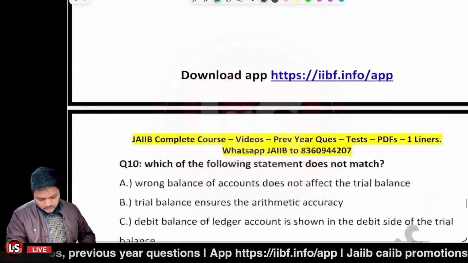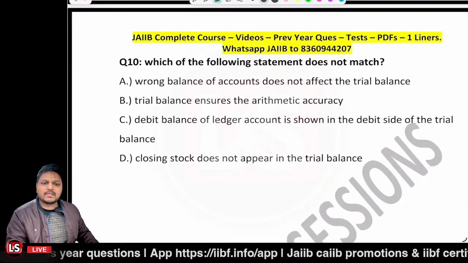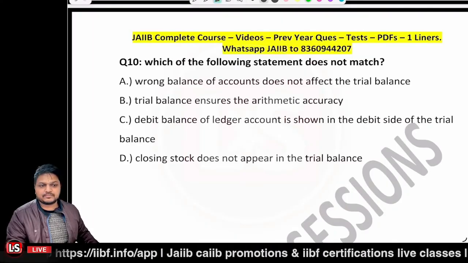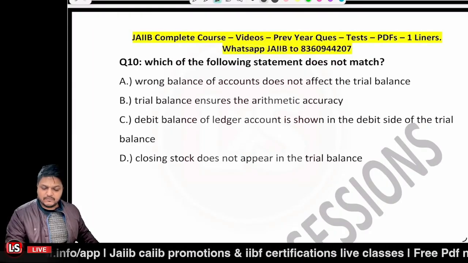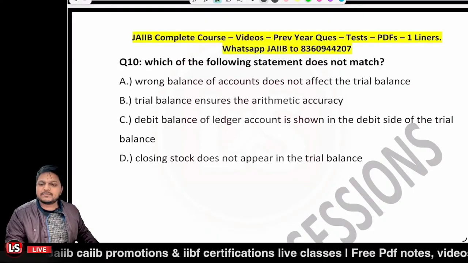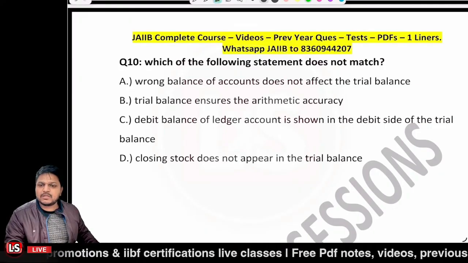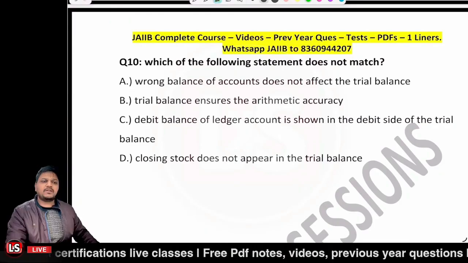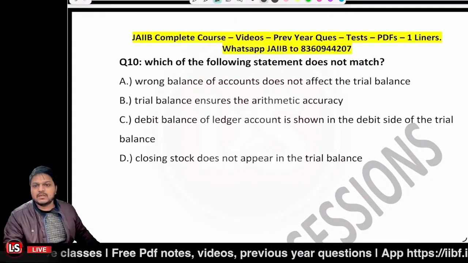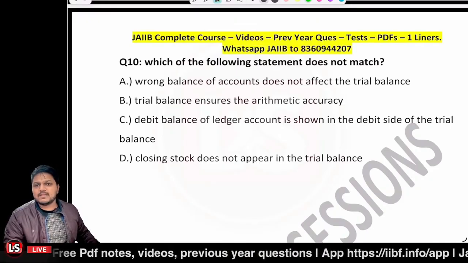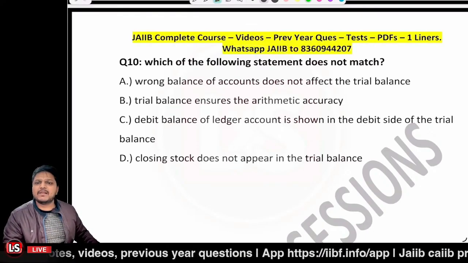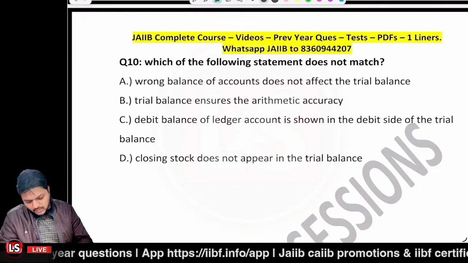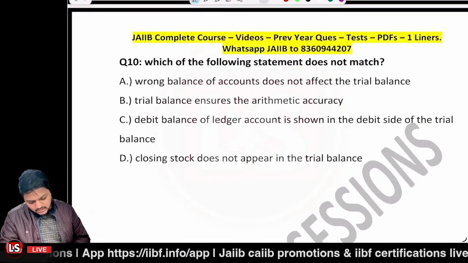Now, question number 10. Which of the following statements does not match? We need to answer it. Just look at the statements first of all. The wrong balance of accounts does not affect the trial balance. Definitely, if wrong balances are there, they may impact the trial balance if it is one-sided or unequal, right? So option A is not correct.